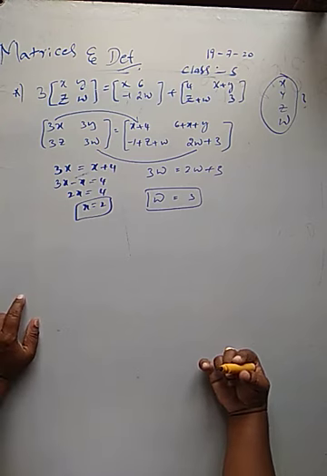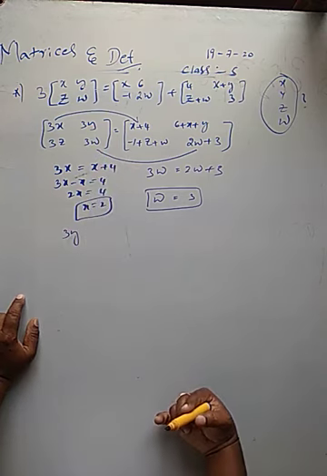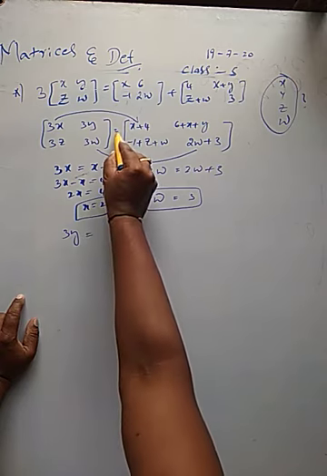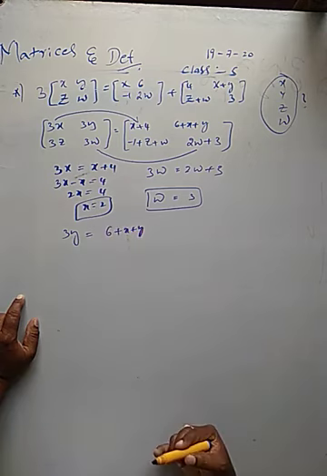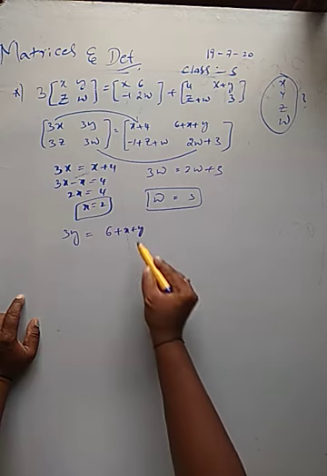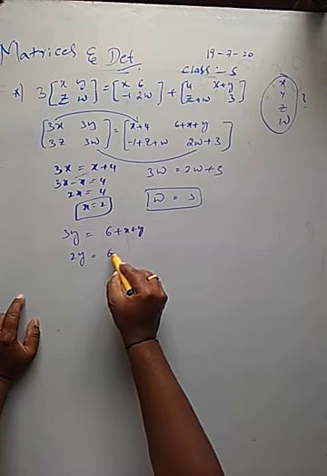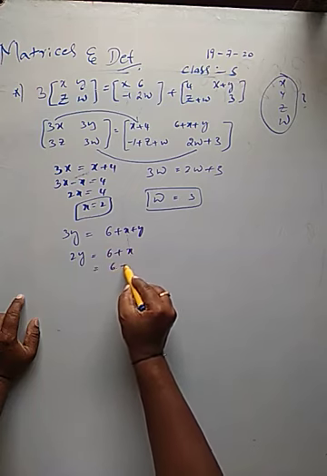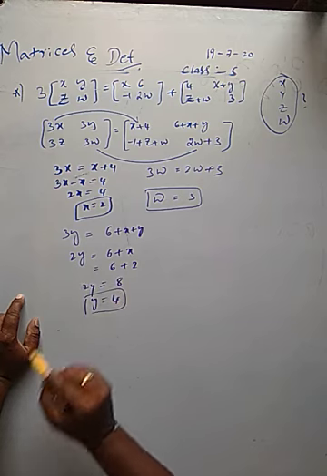Now come to the values of y and z. Yes, 3y, which is the second element in first row of the left hand side matrix, is equal to the corresponding element in the other matrix. So we have to equate 6 plus x plus y. Bringing y to LHS, we get 2y equals 6 plus x, that is 6 plus 2, that is 8. 2y is equal to 8, and y is equal to how much? 4.